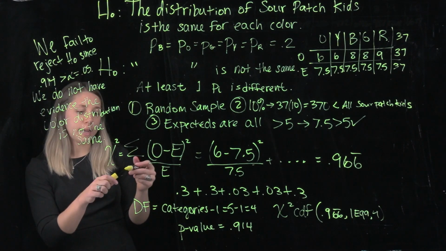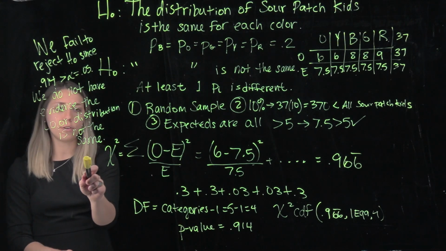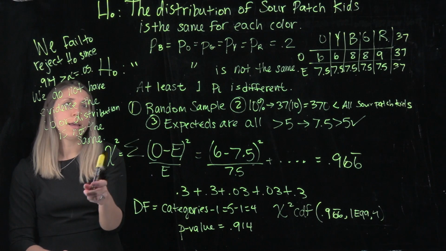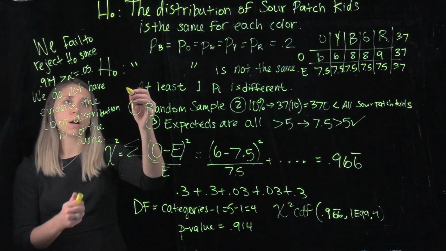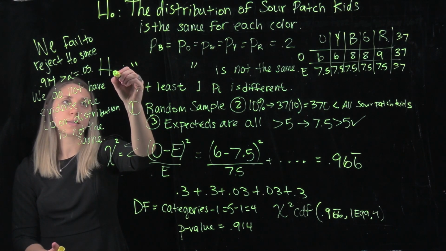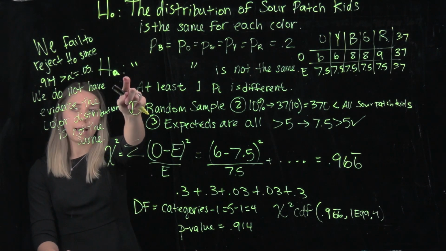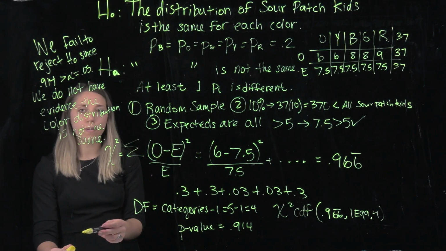So remember to write your final statement of your alternate or your conclusion in the format of your alternative hypothesis. This should say alternative, meaning like we don't have evidence of that alternative hypothesis.